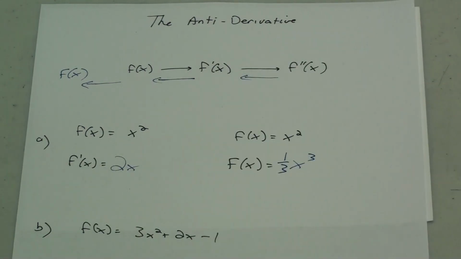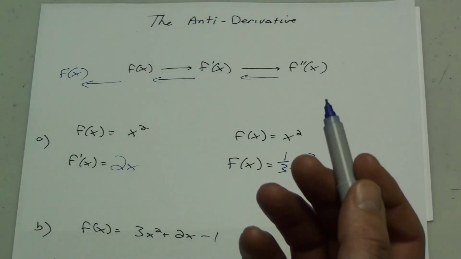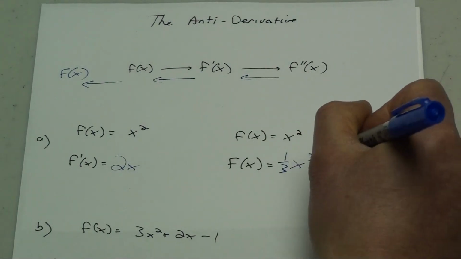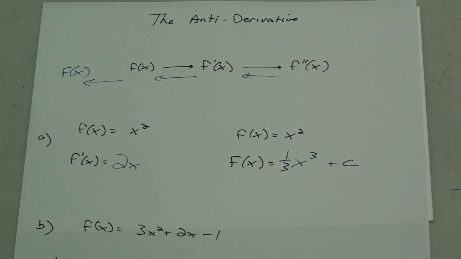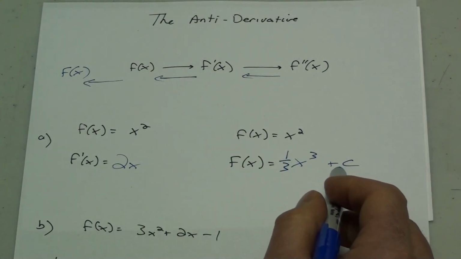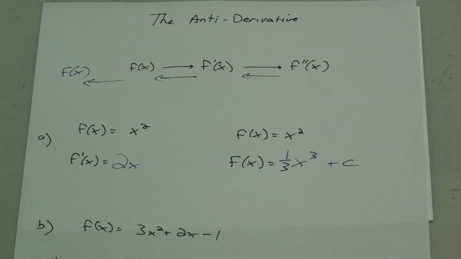Now, one thing: sometimes you might have a constant, and when you take the derivative of a constant, it goes to 0. So you might have a constant here afterwards that I don't know about. So I need to put in a plus c, because there could have been a number in there, and when I took the derivative, it went to 0.